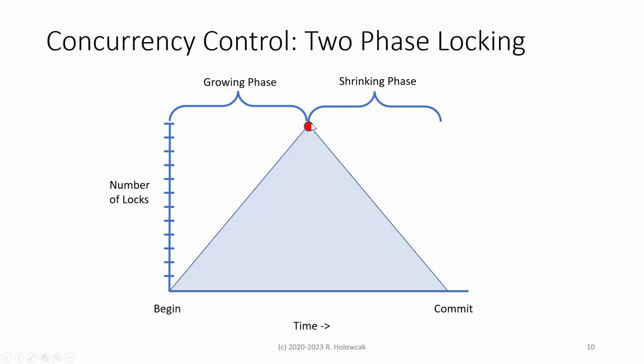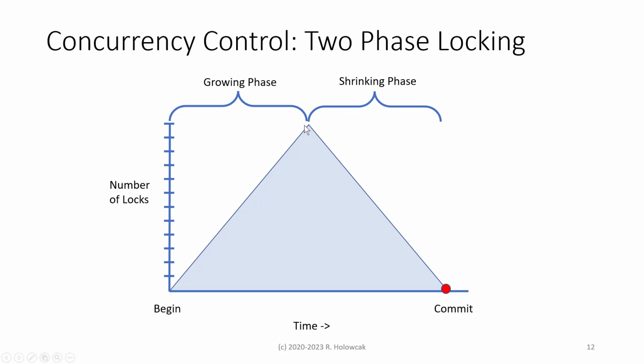At some point, the transaction will have acquired all of the locks that it needs to do all of the work. That is, all of the data items that it needs to read and write. As soon as one lock is released, now the transaction enters the shrinking phase. And notice the transaction cannot go back and get any more locks. From that point on, the transaction can only release locks until it reaches the commit point.